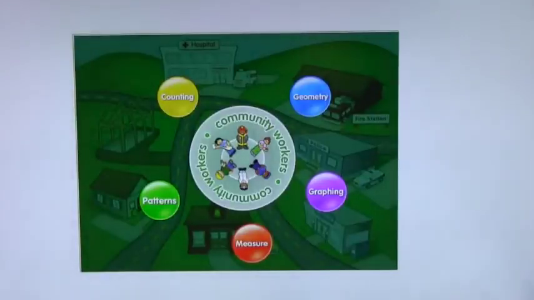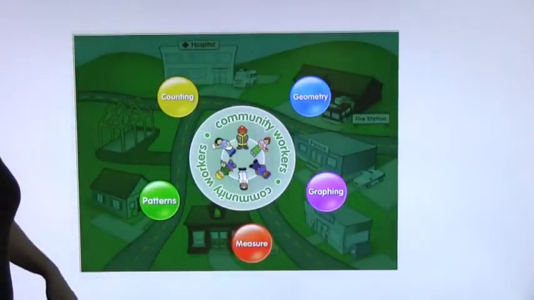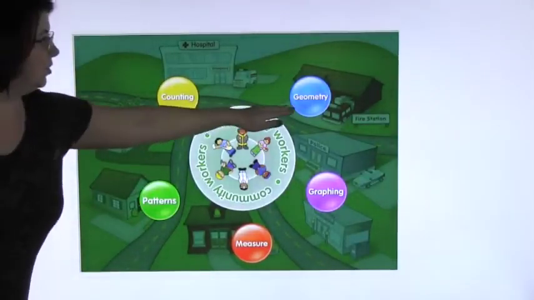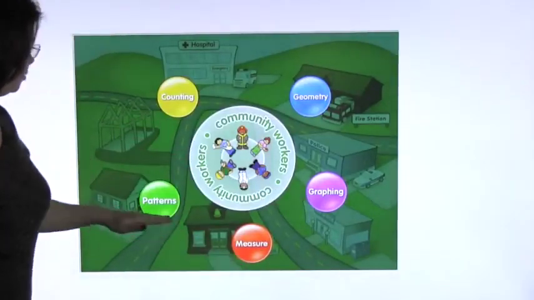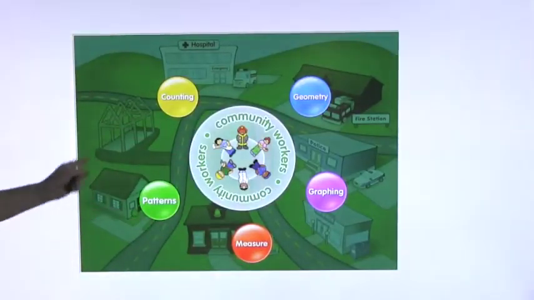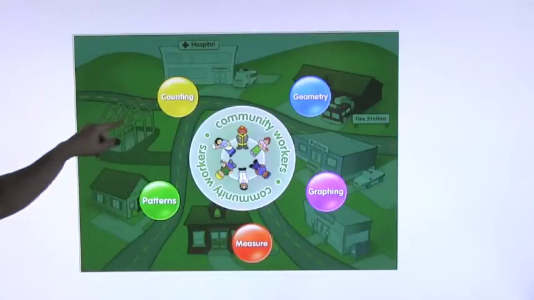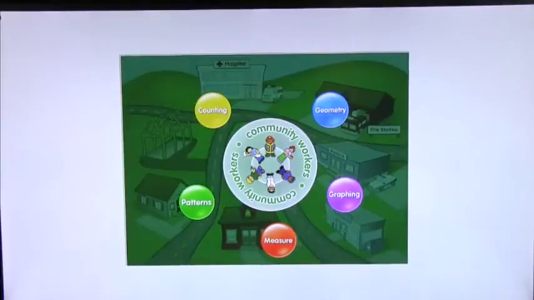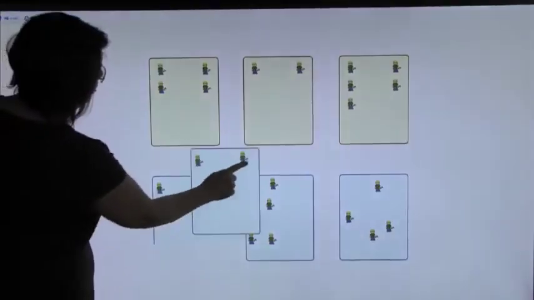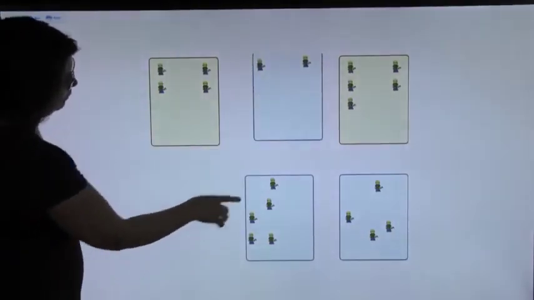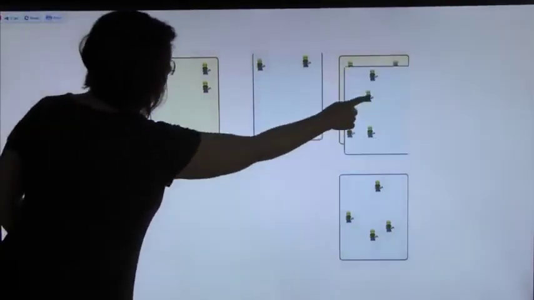As you can see, there are 5 strands of activities under each theme: counting, geometry, graphing, measure, and patterns. Every theme has these same strands, but they each are presented in a slightly different way. Let's take a look at counting. Simply match the cards that have the same number of characters in them. When I finish, I can choose play again or go home.